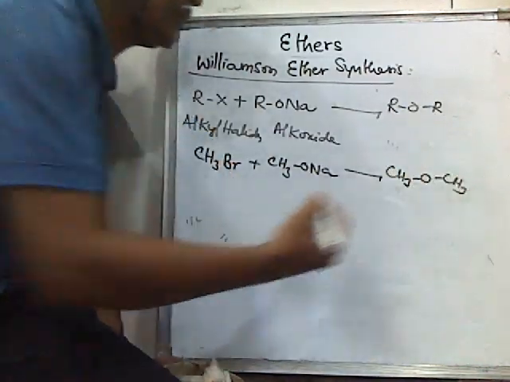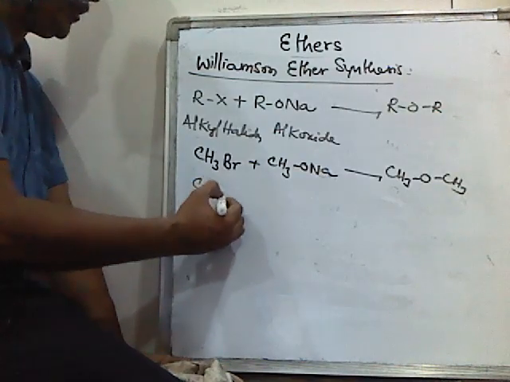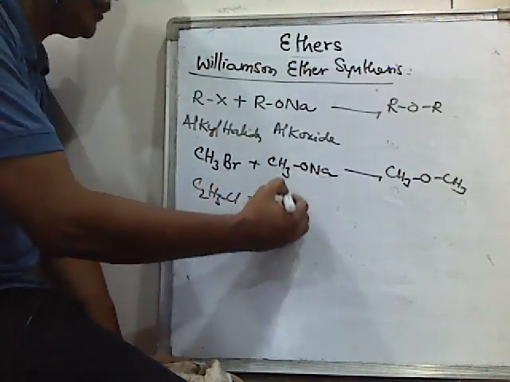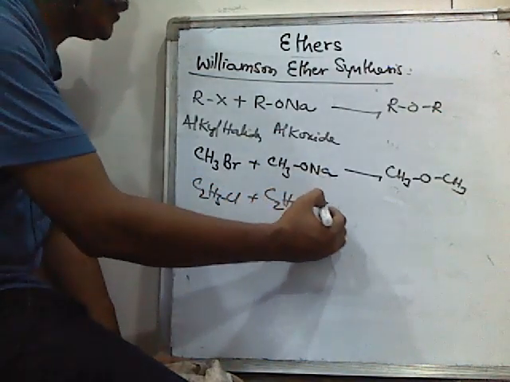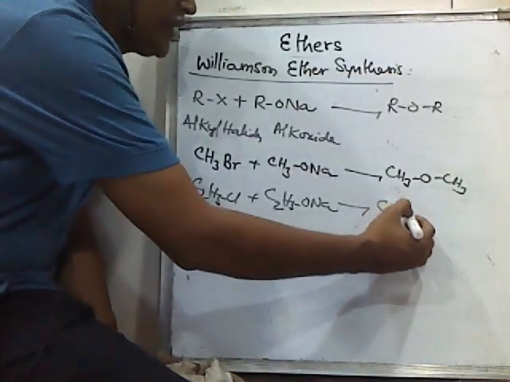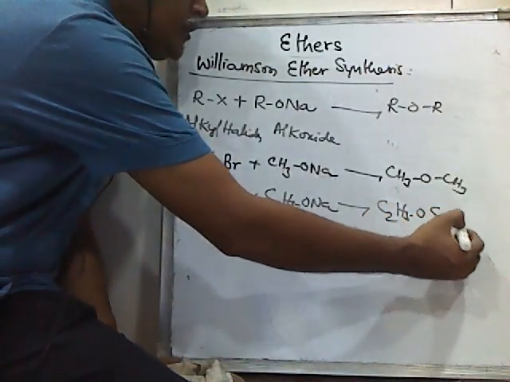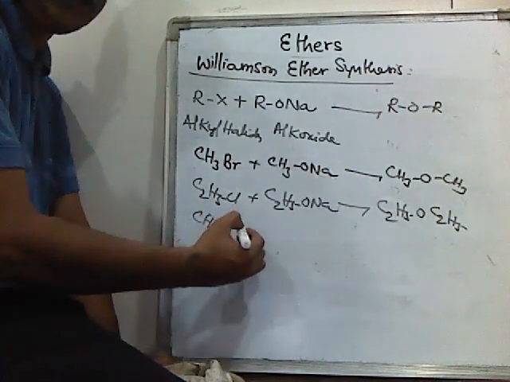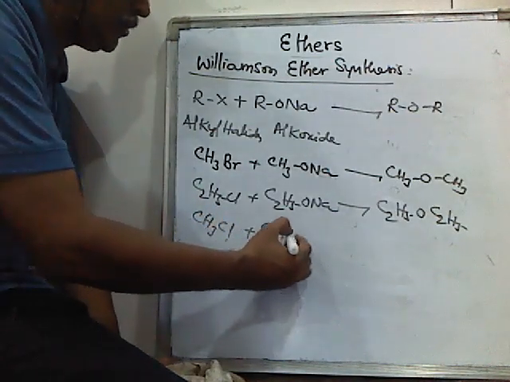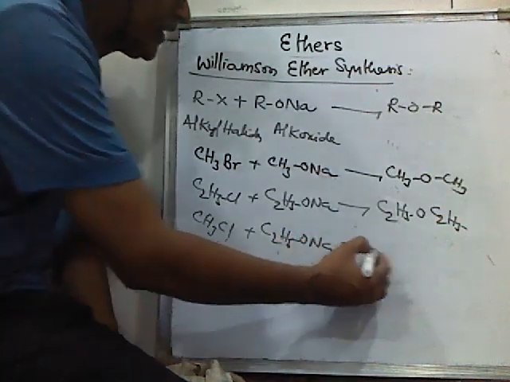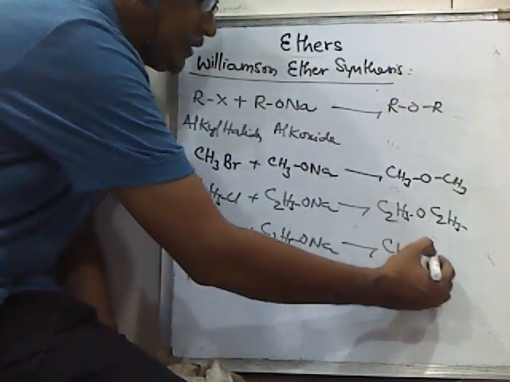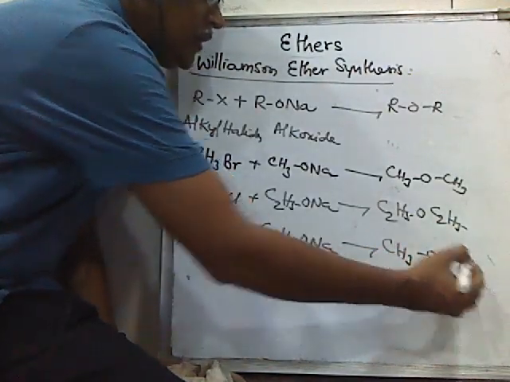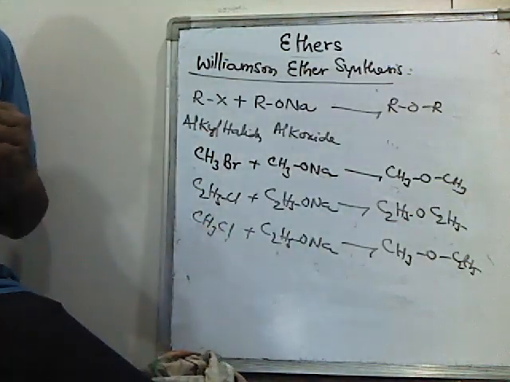We get CH3OCH3. For example, C2H5Cl plus C2H5ONa, sodium alkoxide, we get C2H5OC2H5. Similarly, if you take CH3Cl plus C2H5ONa, we will get the mixed ether CH3OC2H5.